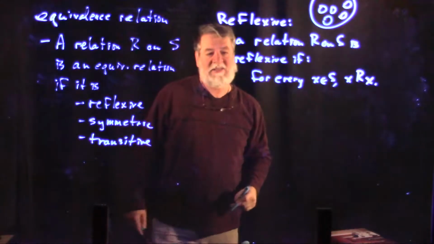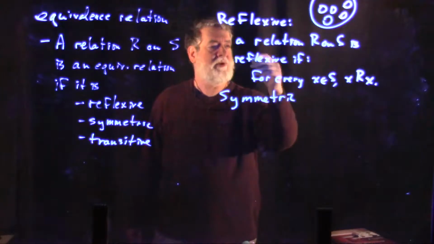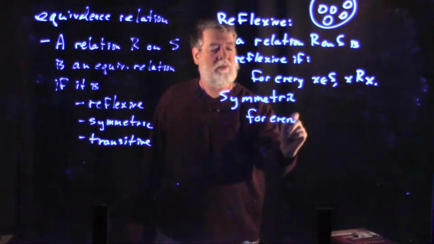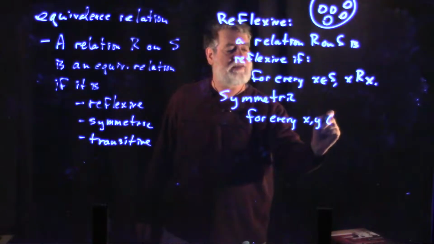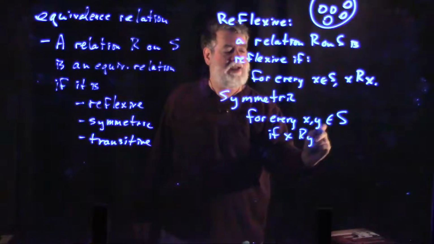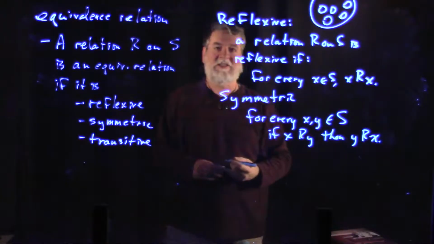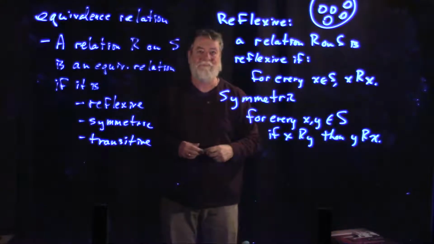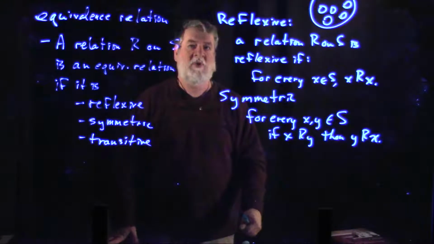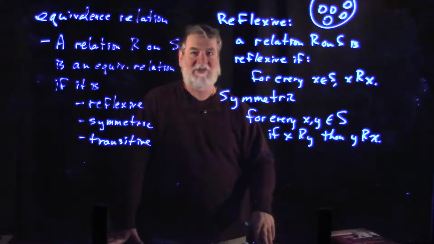Okay. The second thing is symmetric. I'll skip the preamble. A relation R on S is symmetric if for every x and y in S, if x is related to y, then y is related to x. What this means is a symmetric relation goes both ways all the time. So if A is equal to B, then B is equal to A. If I have the same first name as you, then you have the same first name as me.